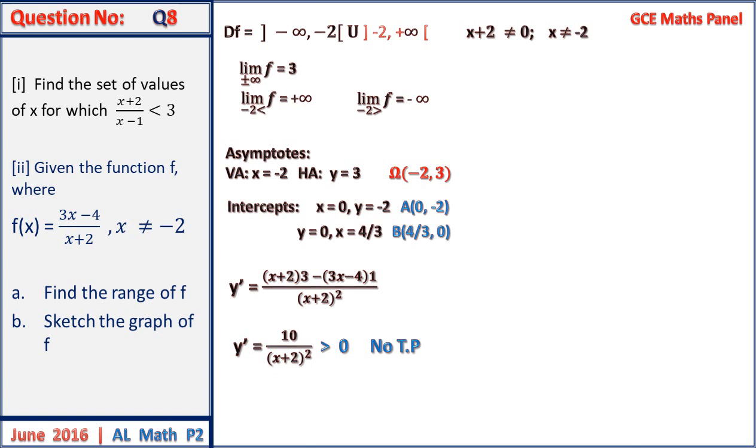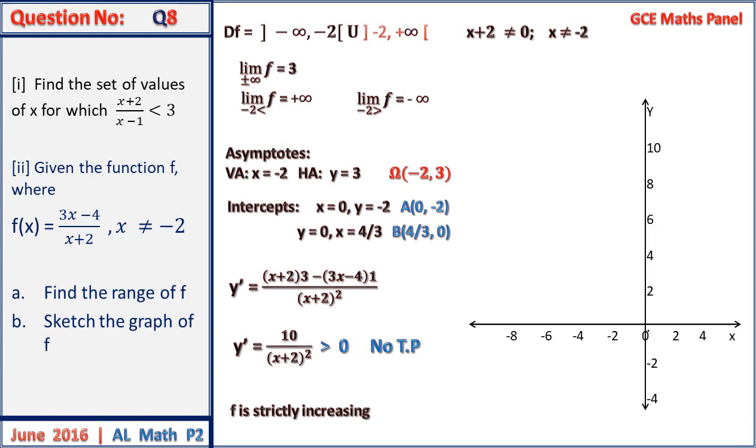So when you simplify, we have y prime equal to 10/(x + 2)^2. Looking at the numerator of the derivative, there is no variable in it. This tells us that there is no turning point. And since the numerator is positive and the denominator is positive, the derivative of the function is strictly greater than 0. Therefore, the function is strictly increasing.